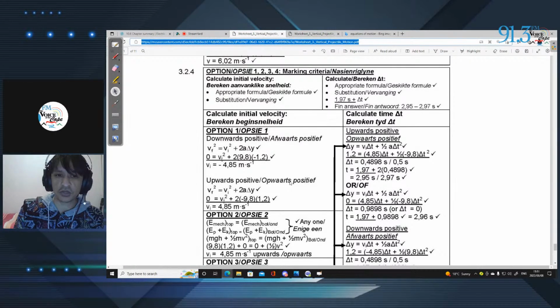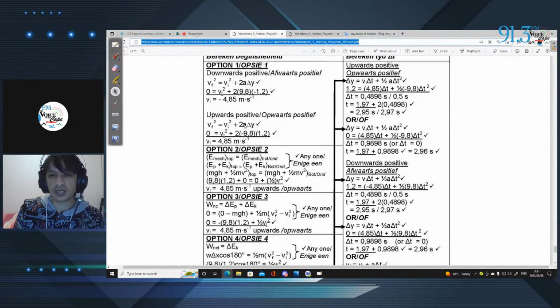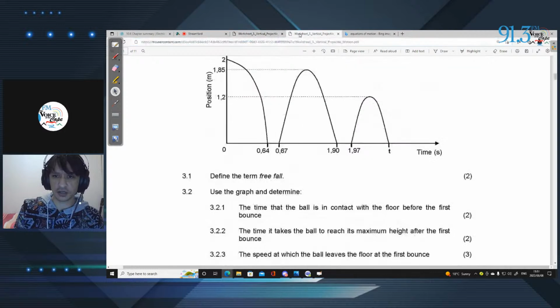Oh, this is if we took downwards as positive. Sorry. We're obviously taking upwards as positive, so we use the second equation. So Vf squared equals Vi squared plus 2a delta y. At 1.2 meters, which is the peak, we know our V final is 0. So we can calculate our V initial, and we find it to be 4.85 meters per second.